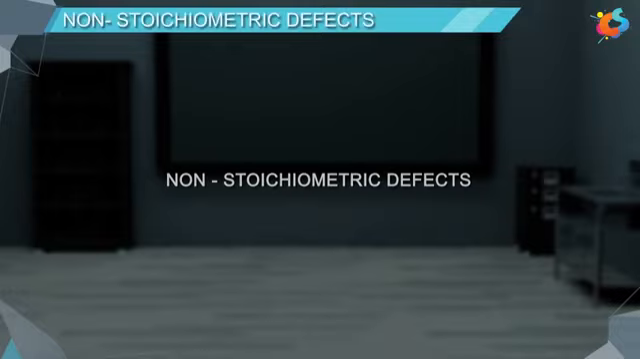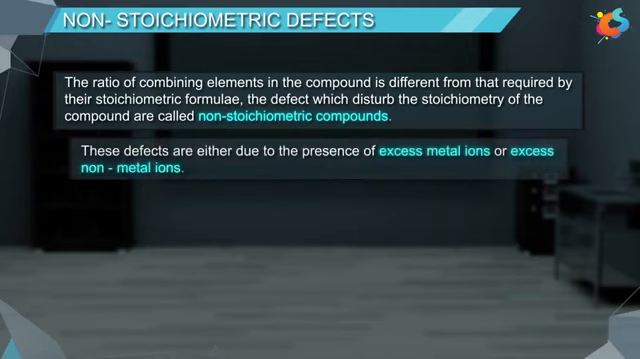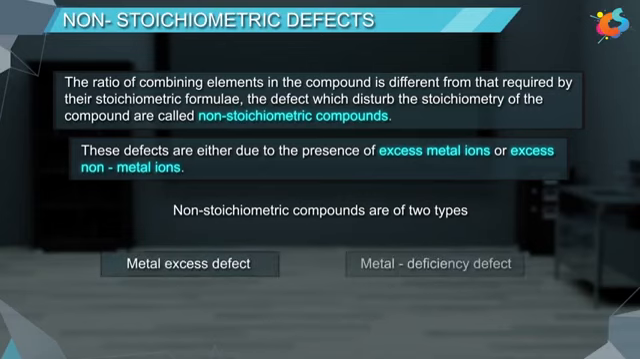Non-stoichiometric defects. The ratio of combining elements in the compound is different from that required by the stoichiometric formulae. The defects which disturb the stoichiometry of the compound are called non-stoichiometric compounds. These defects are either due to the presence of excess metal ions or excess non-metal ions. Non-stoichiometric compounds are of two types: metal excess defect and metal deficiency defect.